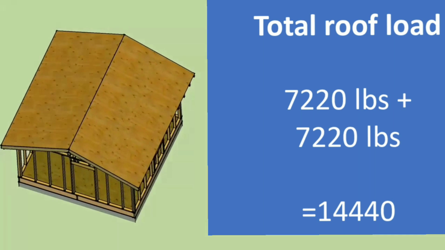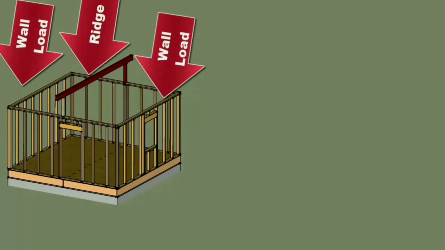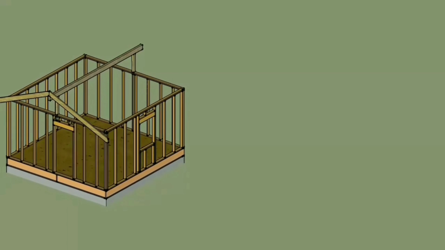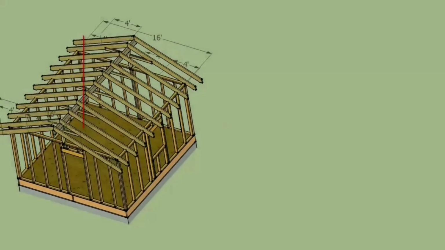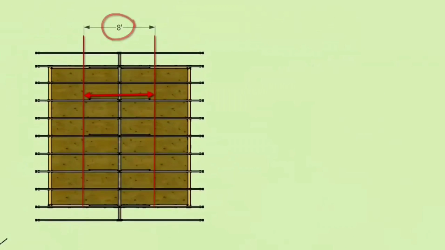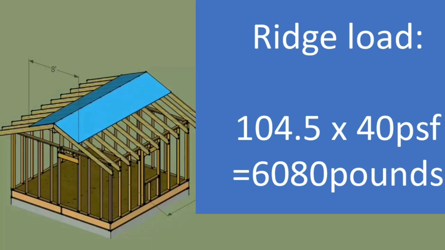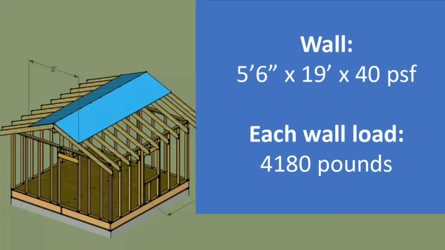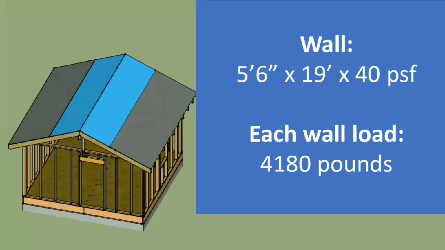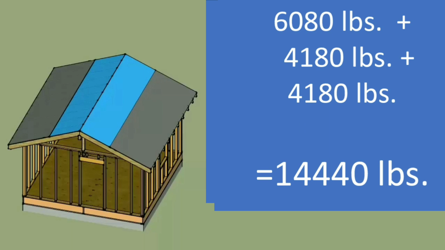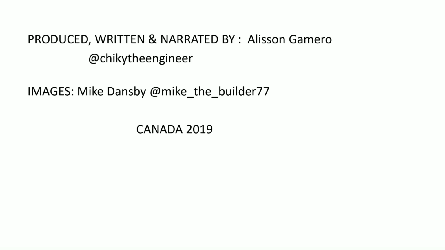For the example of the rafters with the ridge beam, there are 3 tributary widths and therefore 3 tributary areas. The ridge beam's tributary width is half total span or 8 feet. The length of the roof is 19 feet. The tributary area is 104.5 square feet. The ridge load is 6,080 pounds. One wall supports 4,180 pounds, and so does the other. The combined load on this small house is once again 14,440 pounds.